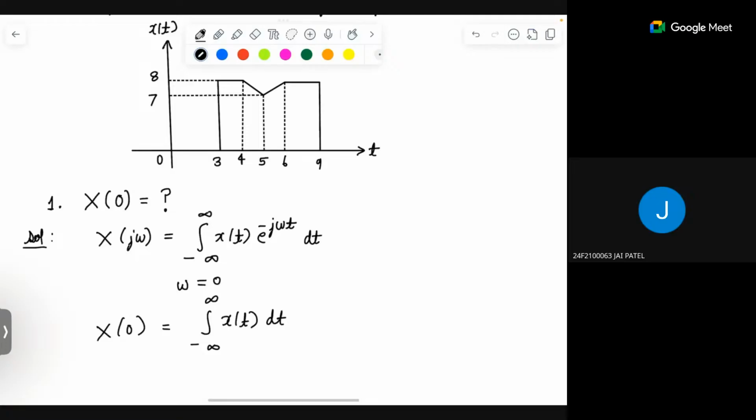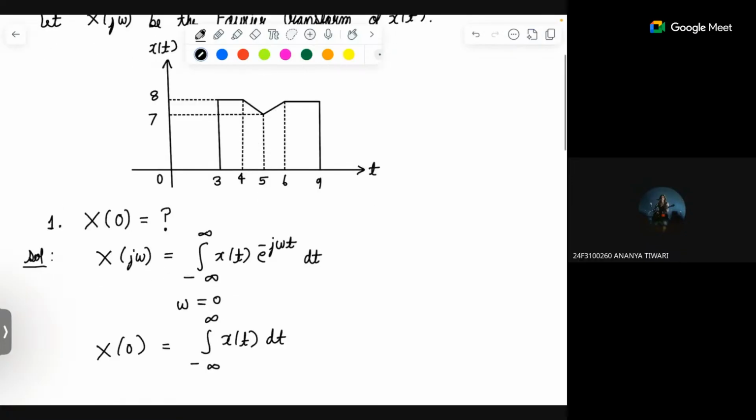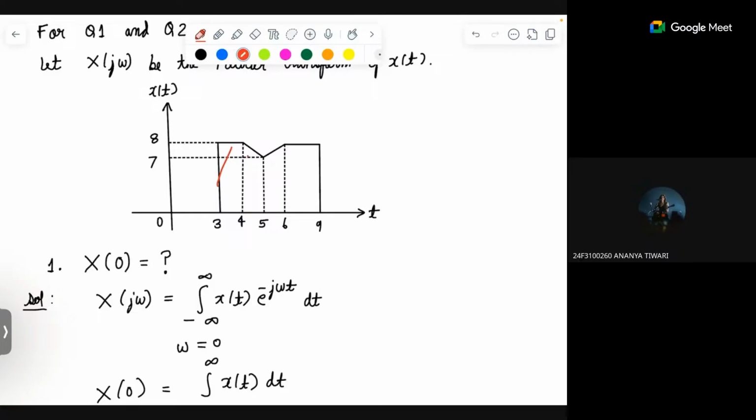Is this step clear? Class, yes, is this all right? So now what we have to do is we have to find the area of x(t). Area of x(t) is this area. So what we can do is we will first consider this rectangle, find the area of this rectangle, and then subtract the area of this triangle.